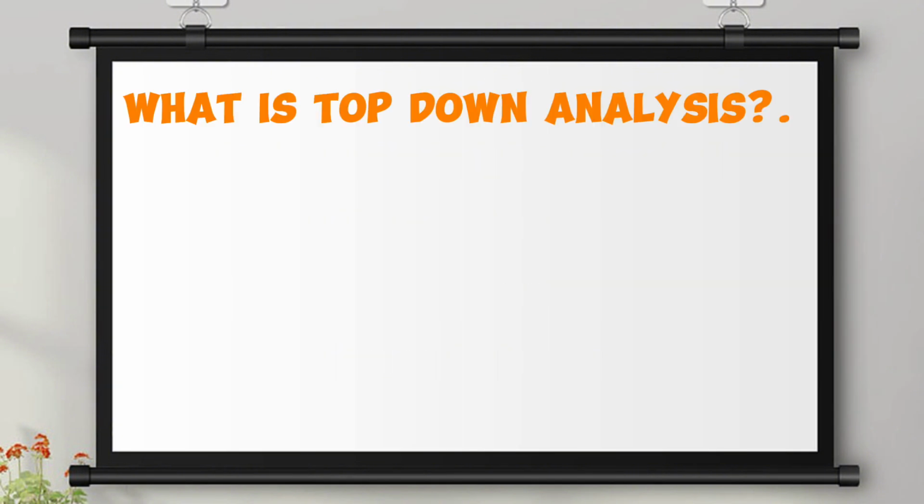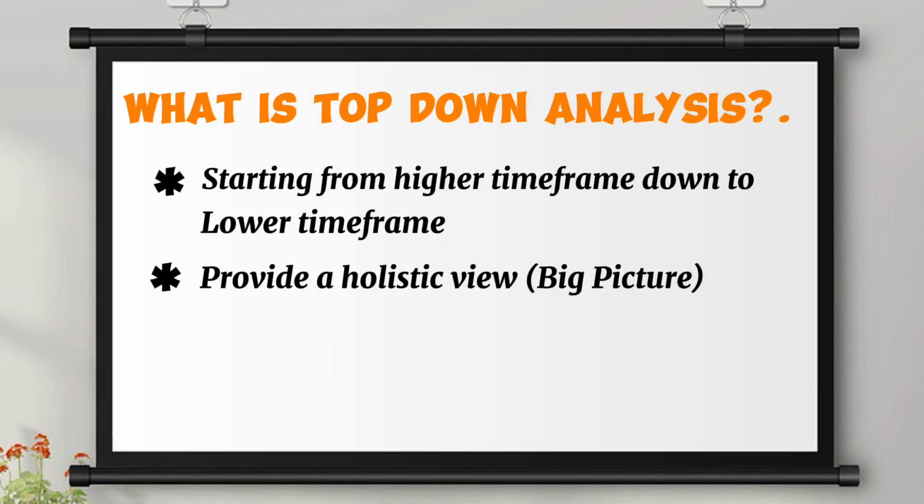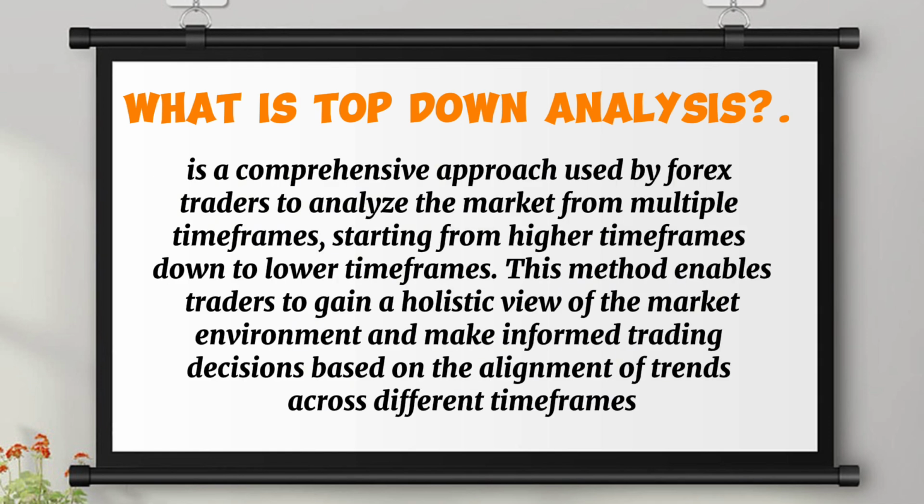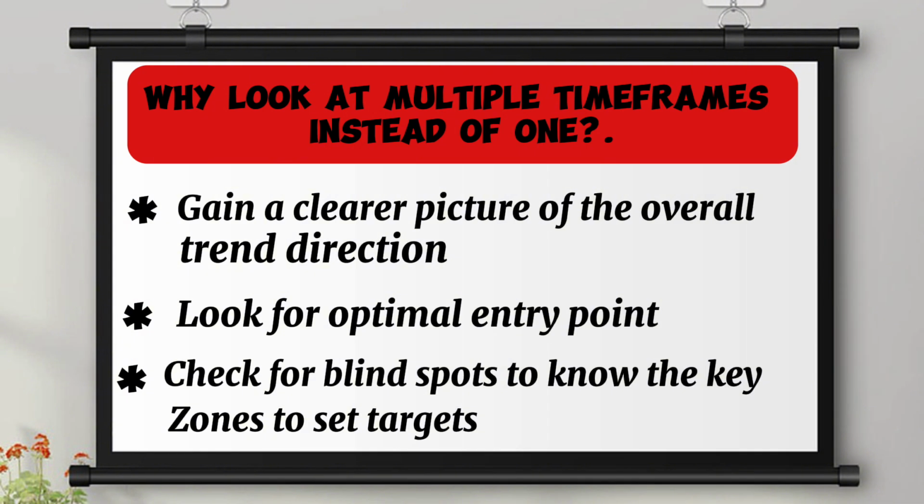So what is top-down analysis? Top-down analysis starts from the higher time frame down to a lower time frame. It provides a holistic view about the market. It gives us the general picture of the overall trend. It's a comprehensive approach used by traders to analyze the market from multiple time frames, providing an overall view of the market trend so that traders can make informed trading decisions that align with the overall trend from different time frames. So why look at multiple time frames instead of one?